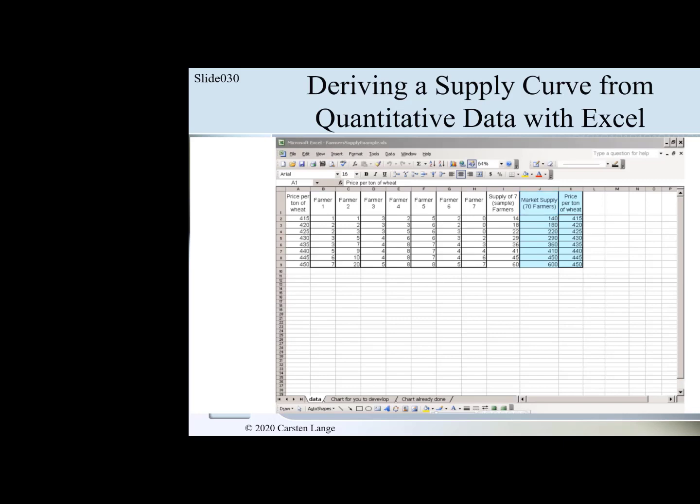You can find the Excel sheet in the supplement area of Chapter 4. Please download it and do it yourself so you get a little bit of experience how to derive a supply curve from quantitative data.